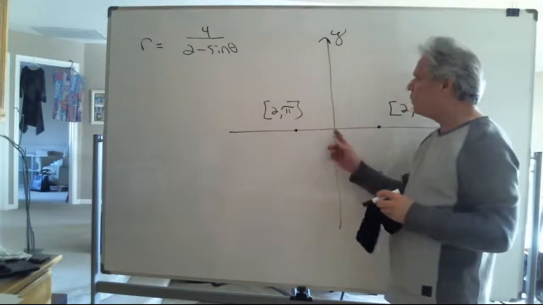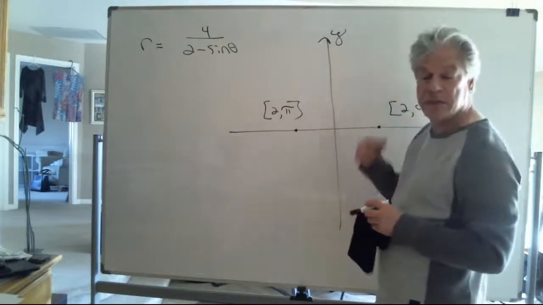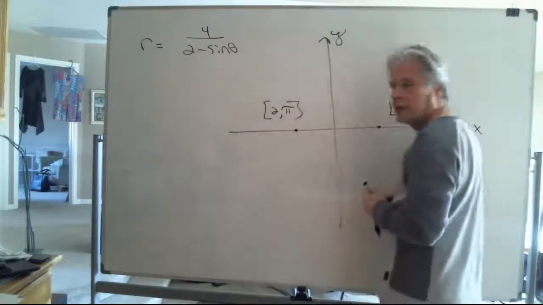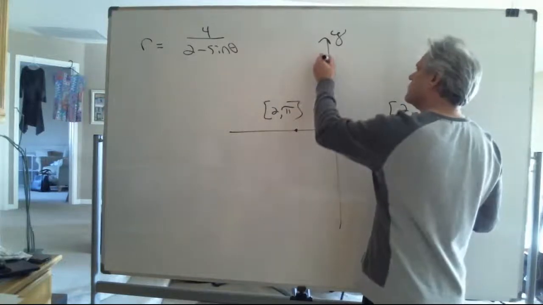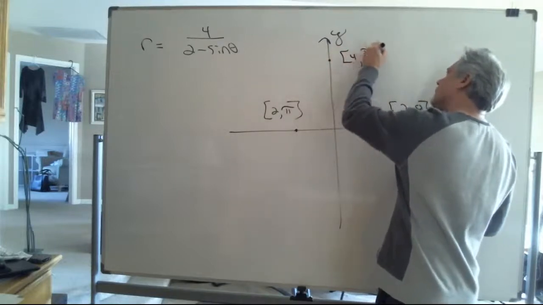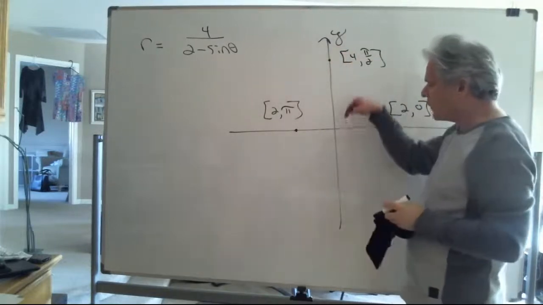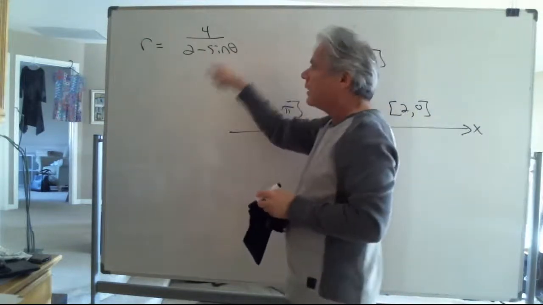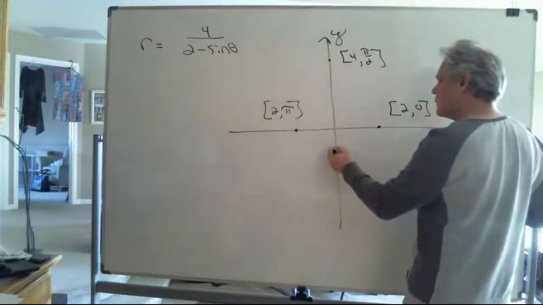Now, standing at the pole, looking straight at the positive y-axis, that is to say, look in the direction of pi halves. The sine of pi halves is 1. My radial distance is 4. Looking from the pole straight down the negative y-axis in the direction of 3 pi halves, this is -1, and my r value is 4/3.